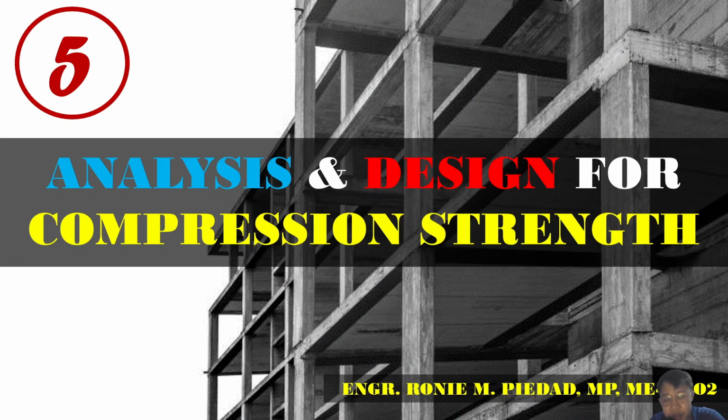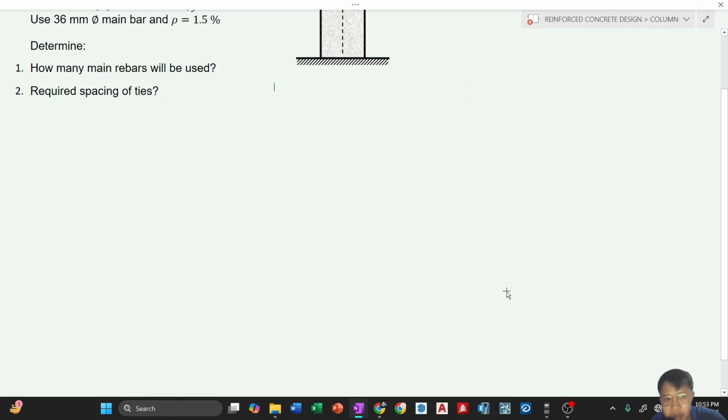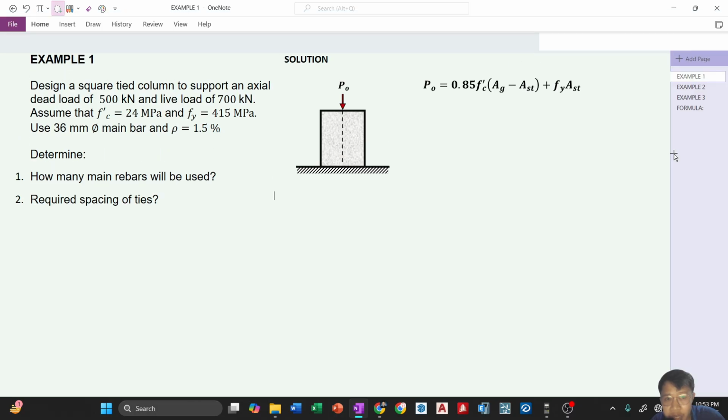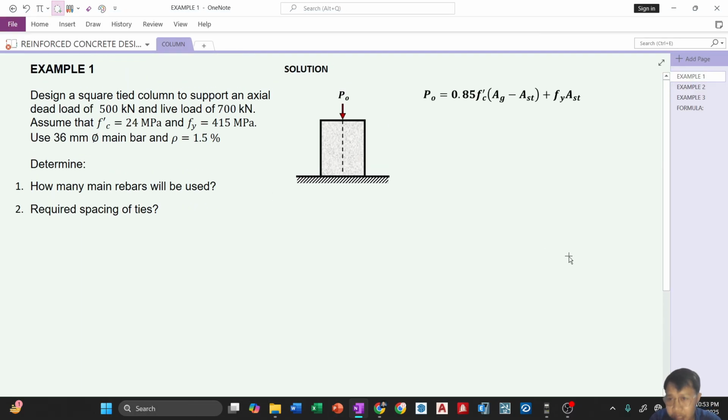This is part 2, the solving part for analysis and design for compression strength or column strength design. So given here is our example number 1. Design a square-tied column to support an axial dead load of 500 kN and live load of 700 kN. Assume F prime C 24 megapascal, Fy 415 megapascal, 36 mm diameter main bar, and steel ratio of 1.5%. Determine how many main rebars will be used and the required spacing of the ties.